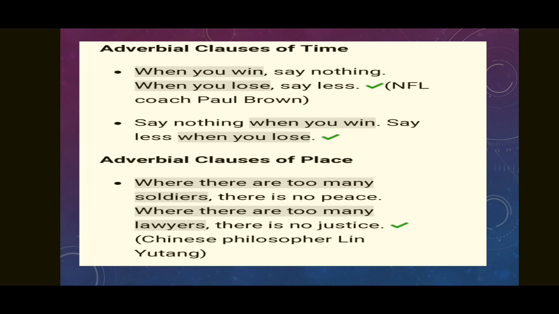Now let us see the types of adverb clause. The first one is adverbial or adverb clause of time. We use adverb clause of time to modify a verb in the main clause and to tell the time when an action takes place. For example, when you win, say nothing. When you lose, say less. Say nothing when you win. Say less when you lose.